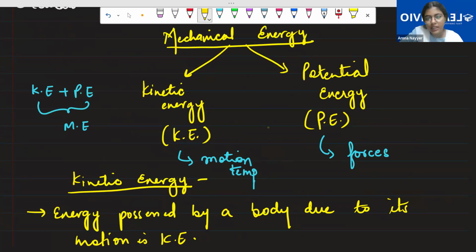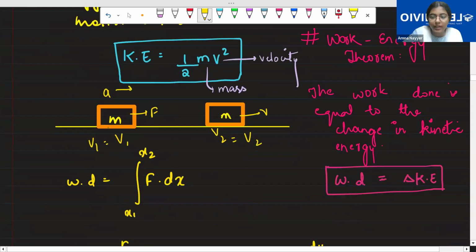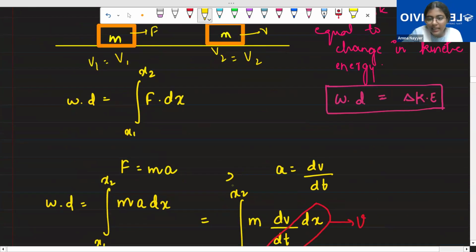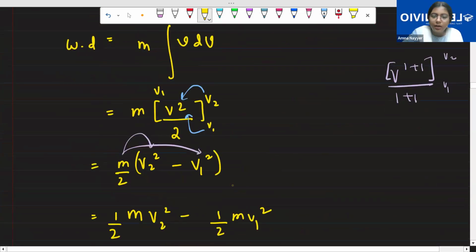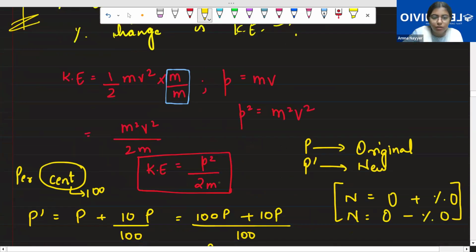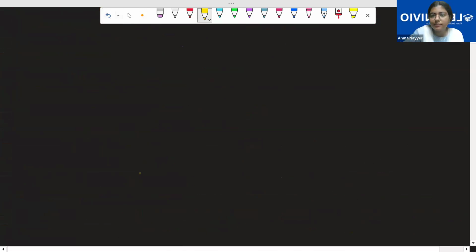Today, let me just begin with the class and complete this potential energy part. So, we were discussing mechanical energy, where it's the sum of kinetic energy and the potential energy. In kinetic energy, we discussed it's the energy possessed by the body due to motion. We also saw the kinetic energy theorem, that is work done is equal to change in kinetic energy. We saw the relationship with momentum also. Kinetic energy is P square by 2m. This is what we have seen.